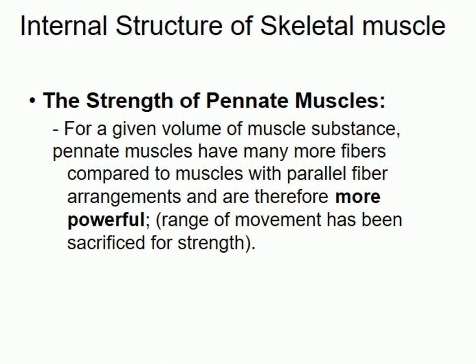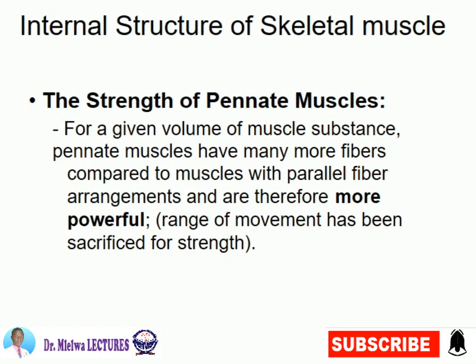Parallel fibers of muscles enable the muscle to perform many movements. But pennate, or oblique, fibers of muscles enable the muscle to be strong or powerful in contraction. So for a given volume of muscle substance, pennate muscles have many more fibers compared to muscles with a parallel fiber arrangement, and they are therefore more powerful. Range of movement has been sacrificed for strength.